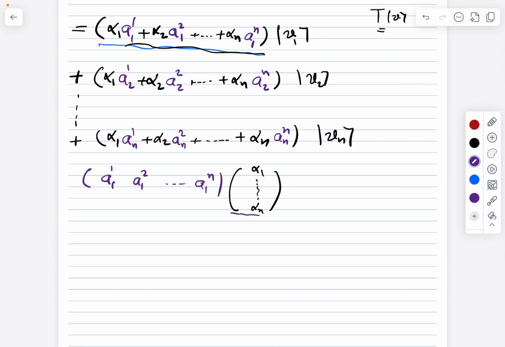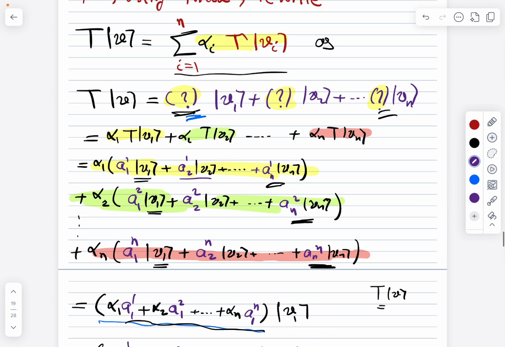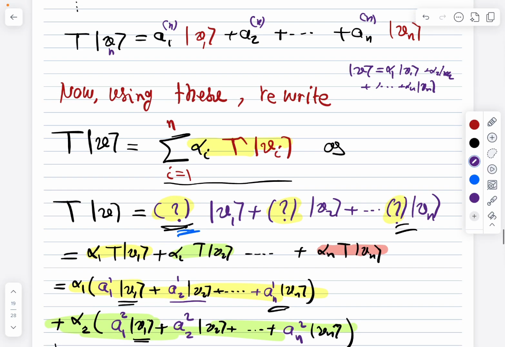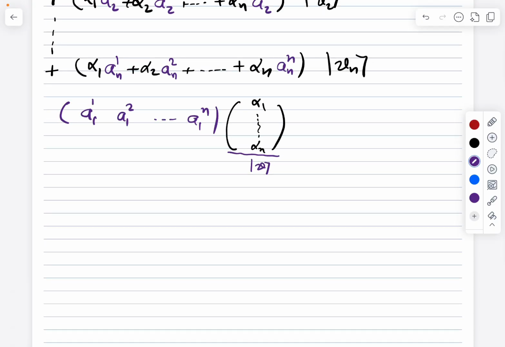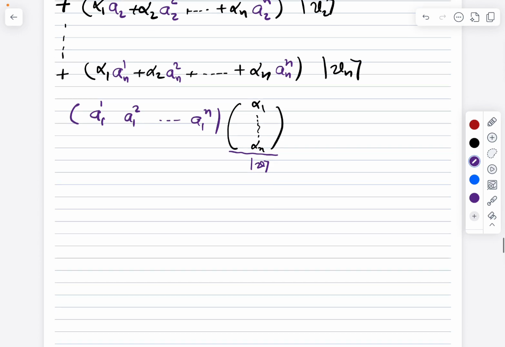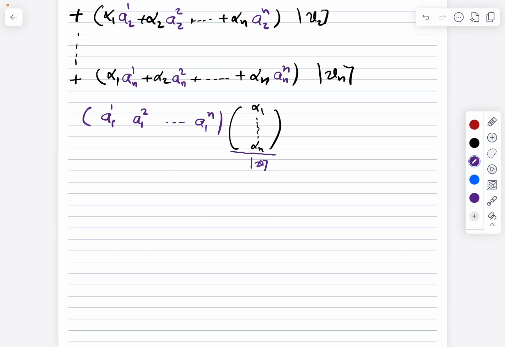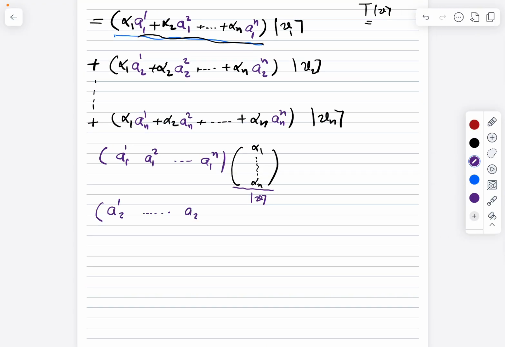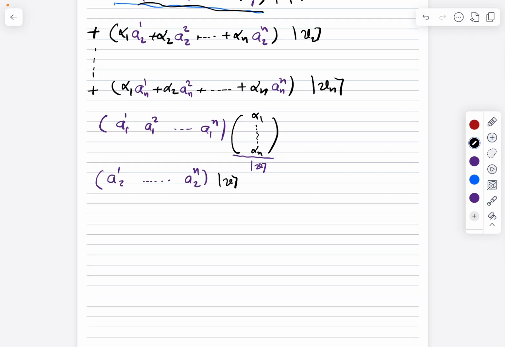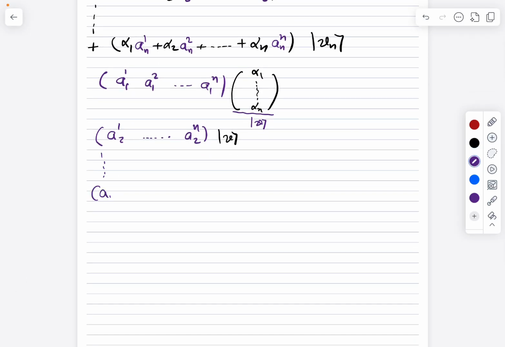But we know this is actually the vector v that we started with. Let me just show you. The vector v has the components alpha 1, alpha 2, until alpha n. So these are just the components of v. So it's the vector v. This is for the first component. For the second one, it can be written similarly, as you can see, A21 until A2n, and again we multiply it by the vector v, and so on, until we reach the last component, which is AN1, AN2, until ANN, and we multiply it by v.